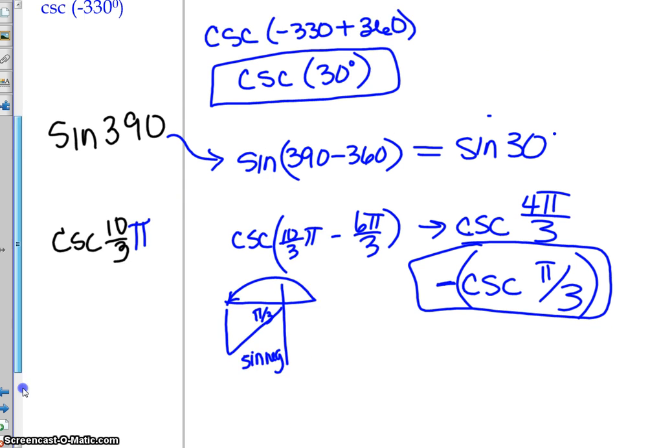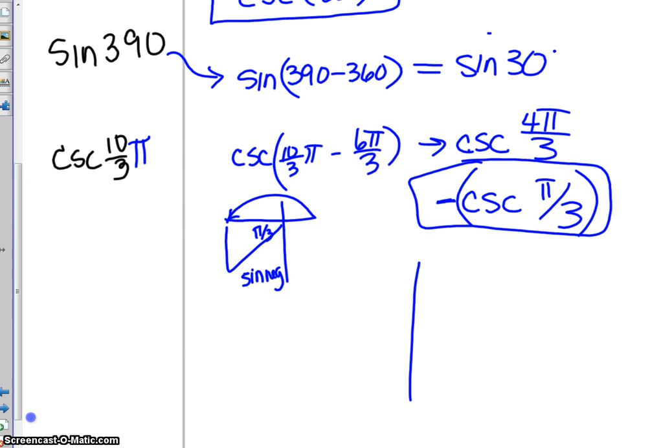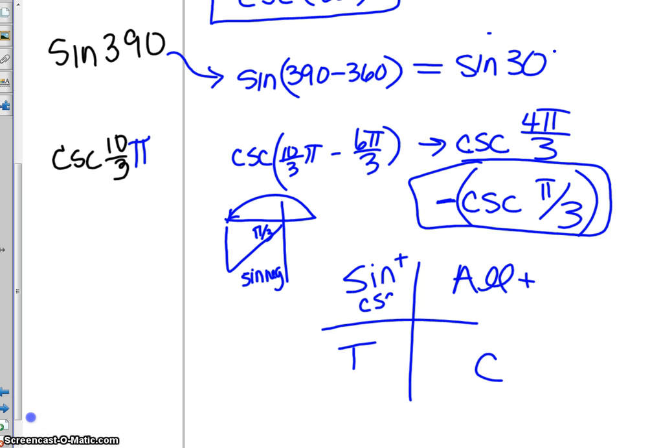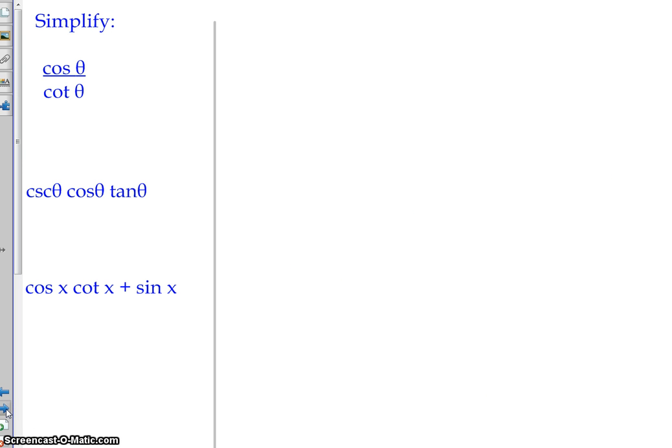And I know a lot of you are going, well, wait a minute, how do I remember where things are positive and negative? If you remember, we had this: All Students Take Calculus, where all were positive in the first quadrant. Sine was positive in the second quadrant, which would mean that cosecant is also positive. Tangent is positive in the third quadrant, which means cotangent is also positive. Cosine was positive in my fourth quadrant, which would mean secant is also positive, and that's going to be important to remember and remind yourself.